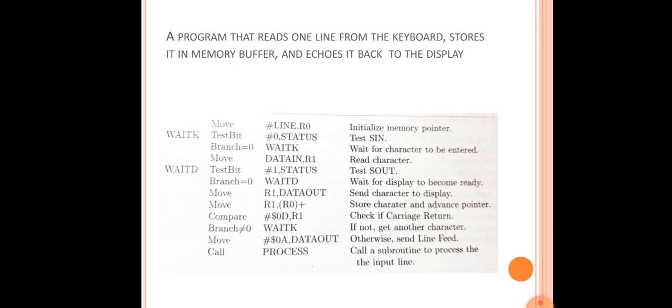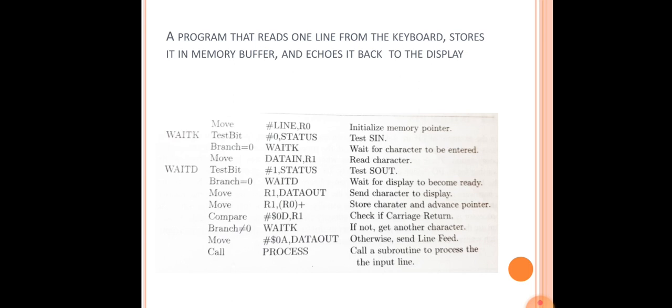So test bit 0 status, if it is 0, then it goes to a loop, wait K. If some character is entered at the keyboard, this SIN is set to 1. If so, this condition fails and it goes to move data in, R1. Data in is the data buffer associated with the keyboard, and the entered character will be available in the data in buffer and that character is moved to processor register R1. So now we have the input character in register R1.